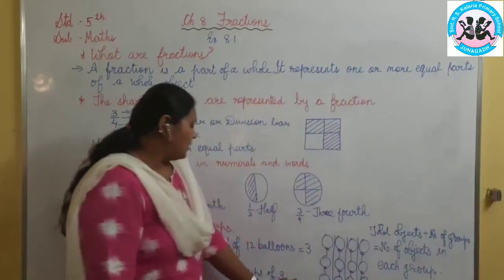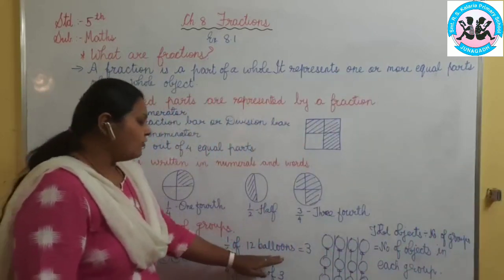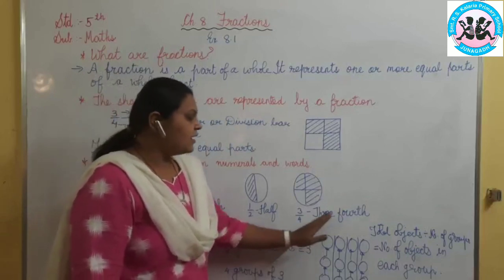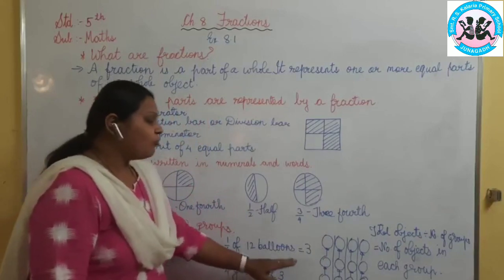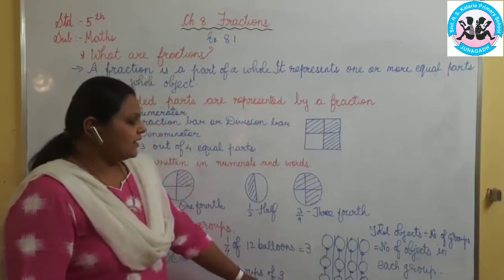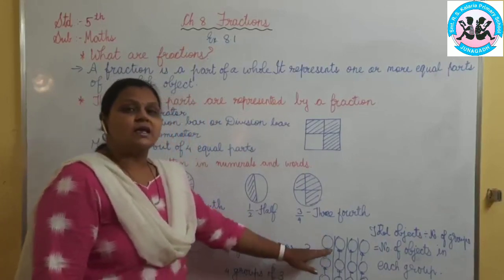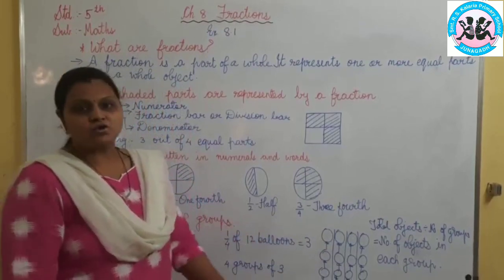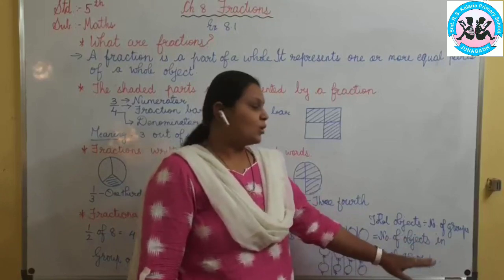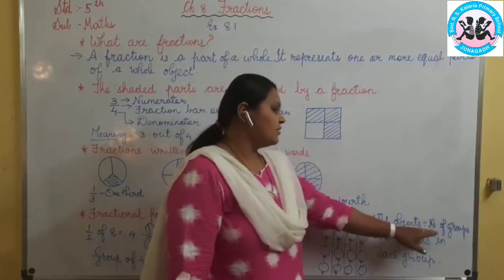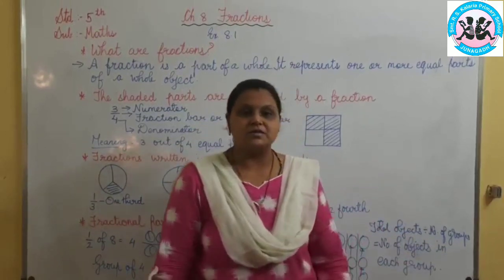Similarly, here 1/4 of 12 balloons. Here 12 balloons are given and we have to divide it into 4 groups. So we can divide 3 balloons in one group. In short, we can say that number of objects in each group equals total objects divided by number of groups.